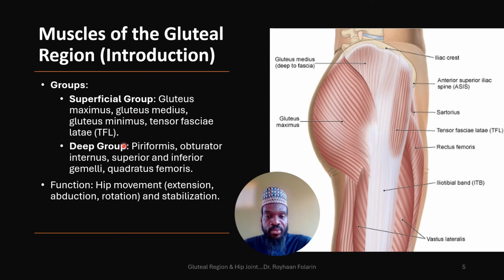We also have the other group of muscles being deeper, and this is where you have the piriformis, the obturator internus, the superior and inferior gemelli, and the quadratus femoris. All of these muscles function to enable movement of the hip, especially extension of the hip, the abduction of the hip, the rotation of the hip, and they all contribute towards the stabilization of the hip joint.